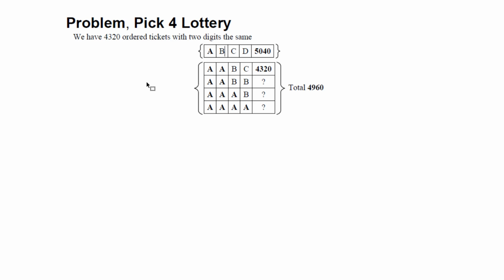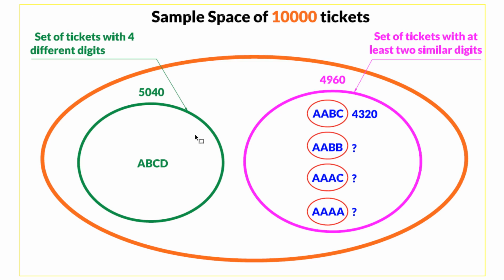And now we can summarize the results as follows. We have a group of tickets with 4 different digits, and we know their number. We have the tickets with 2 similar digits, and their number is 4320. And now we are going to look for the number of tickets of the form AABB and so on until the end. So now we are going to update our information: some numbers of tickets are known to us, and we have 3 subgroups whose number of tickets we still don't know yet.